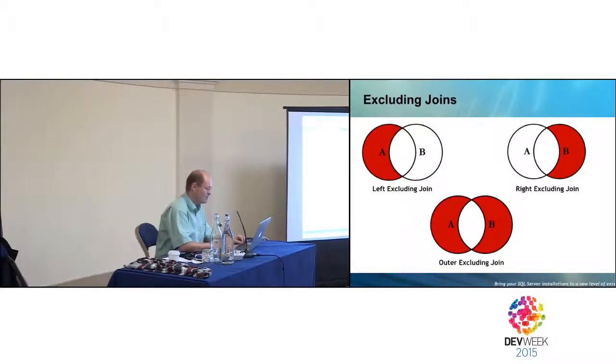Here I have a full outer excluding join when we work with a full outer join. In the execution plan, same thing as previously, SQL Server performs the full outer join and then we have the explicit filter.